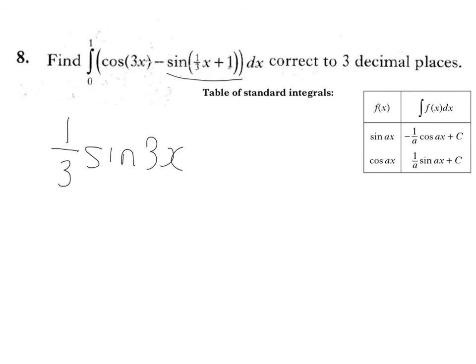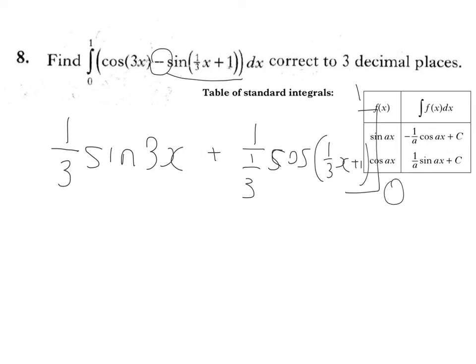I'm now going to integrate the sine element of the function. So sin ax becomes minus 1 over a cos ax. So if it's a minus, that will then become a plus. So plus 1 over 1/3 cos 1/3 x plus 1. And that's between 1 and 0.